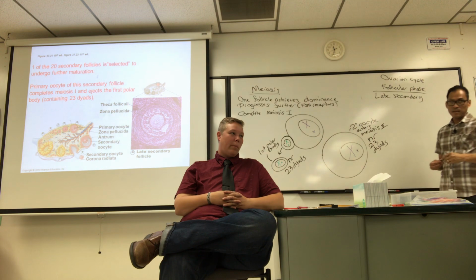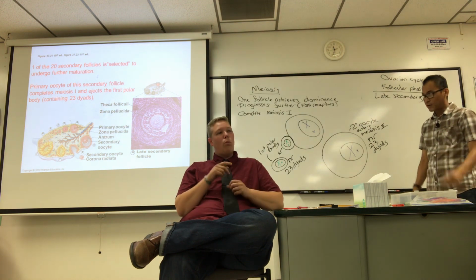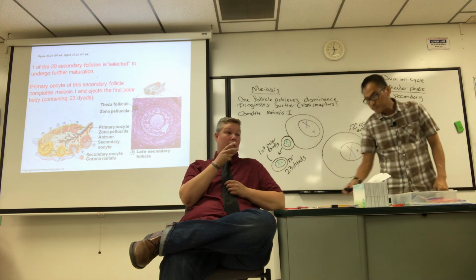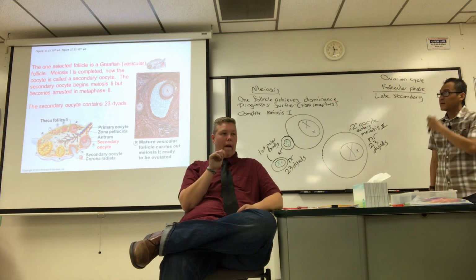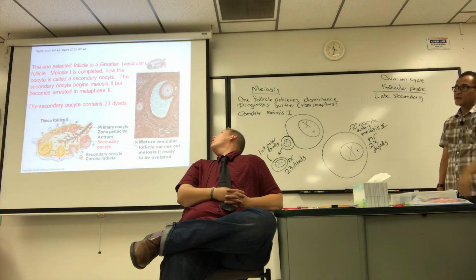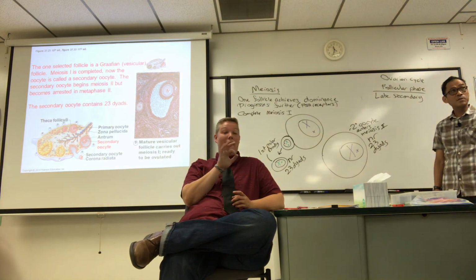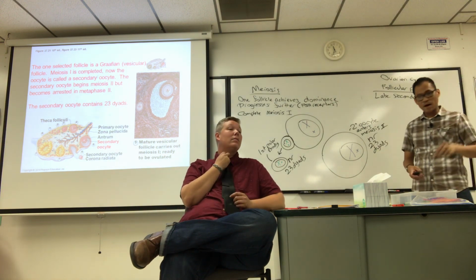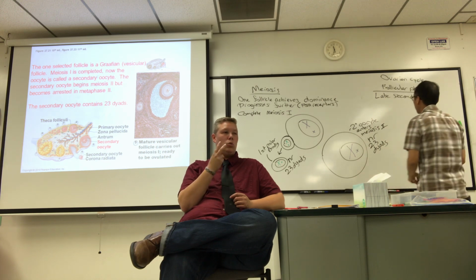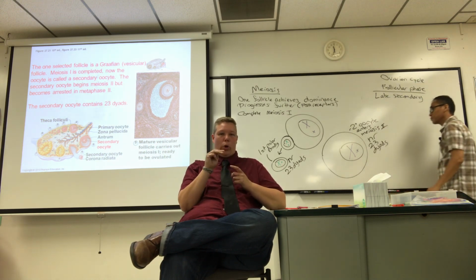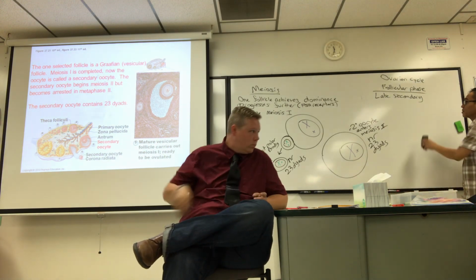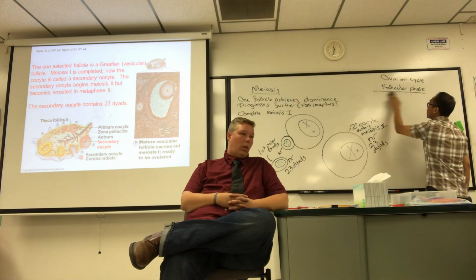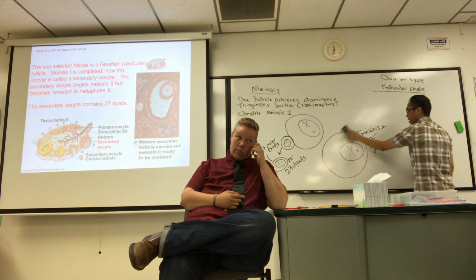So let's proceed. We go from secondary to Graafian. This Graafian, basically what it says there is, you're not going to finish meiosis II. You're going to be stuck somewhere in meiosis II. Because you don't want to finish until the sperm arrive. Alright, so let's kind of clear this out. Still in the follicle phase.